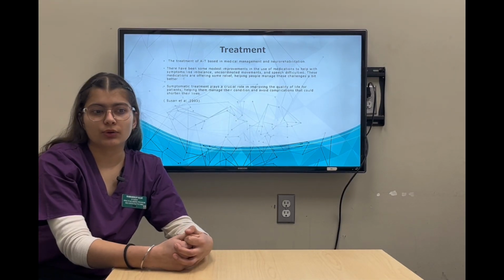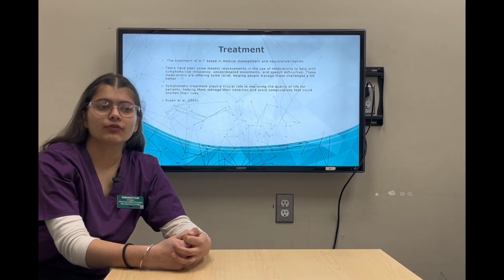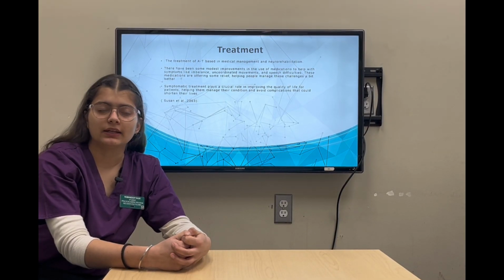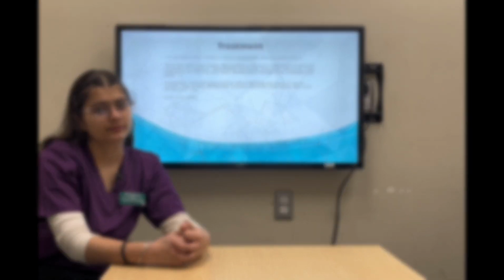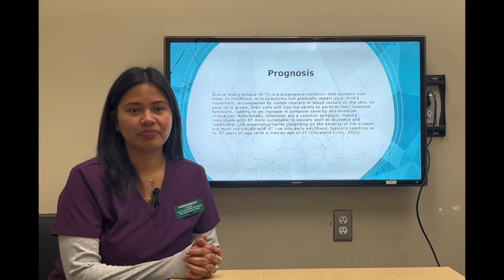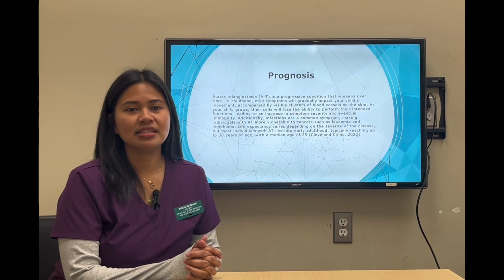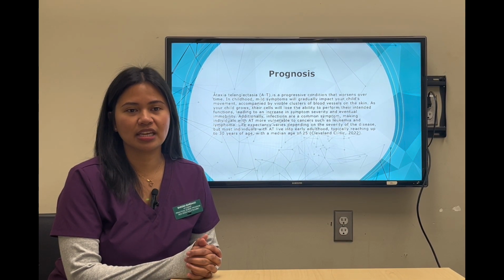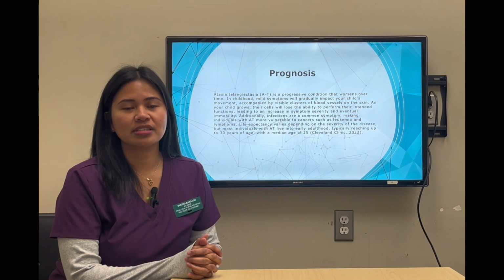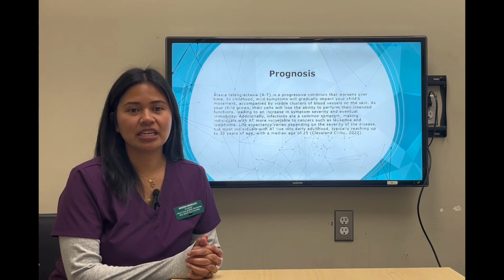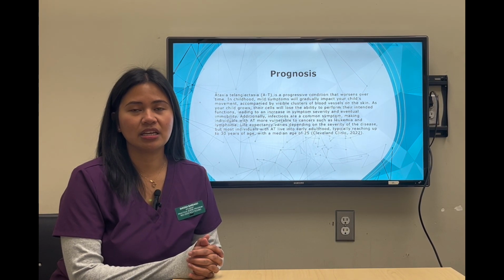Symptomatic treatment plays a crucial role in improving the quality of life for the patient, helping them manage their condition and avoid complications that could shorten their life. So, AT is a progressive condition that worsens over time. Early in childhood, mild symptoms start affecting movement, with visible clusters of blood vessels on the skin. As a child grows, cells lose their ability to function properly, increasing symptom severity and eventually leading to immobility.